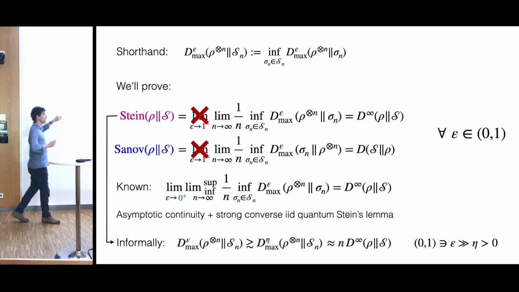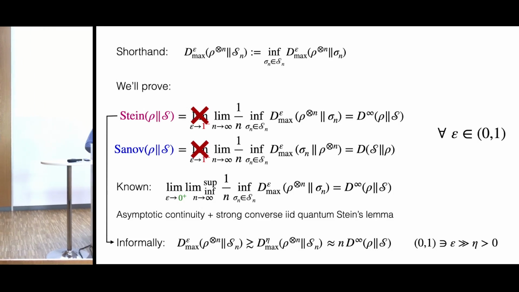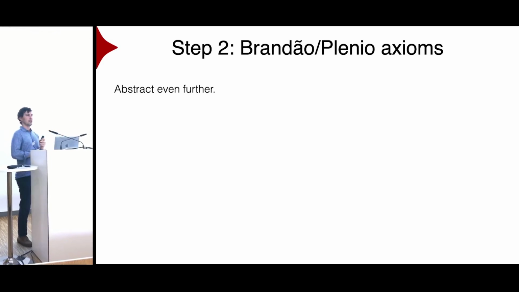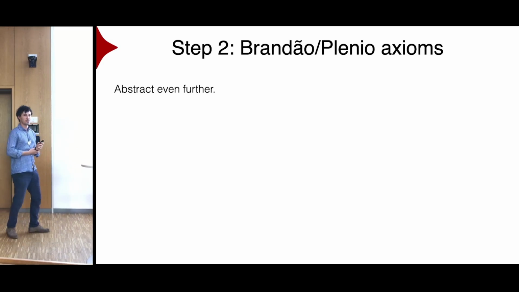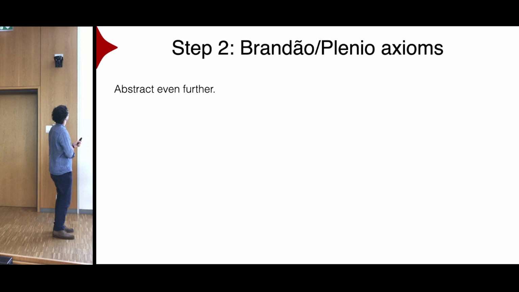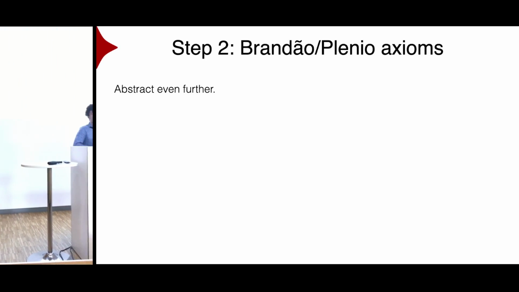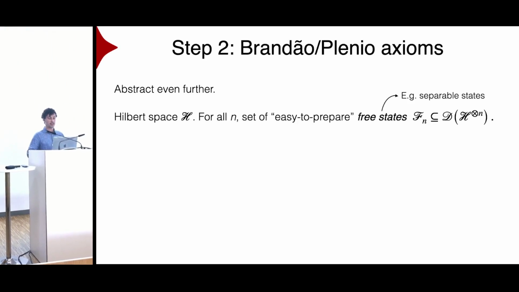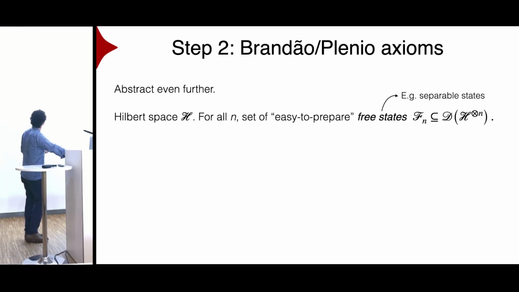Okay, to relate D max with different epsilons, from a large epsilon to a small parameter. Right. So, a key intuition by Brandao and Plenio, and I really can't stress enough how important this is for thinking about the proof, is to abstract this even further, to move away from entanglement and to just list a number of axioms that you want to have in order for this result to hold.